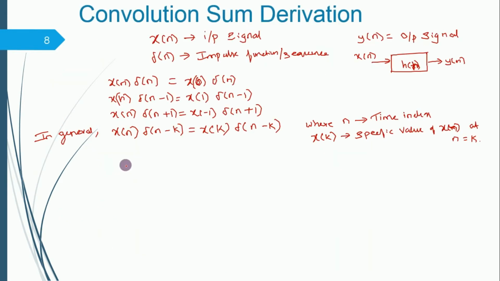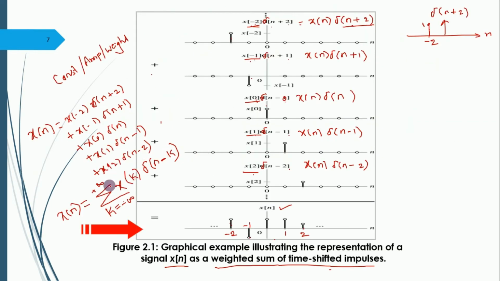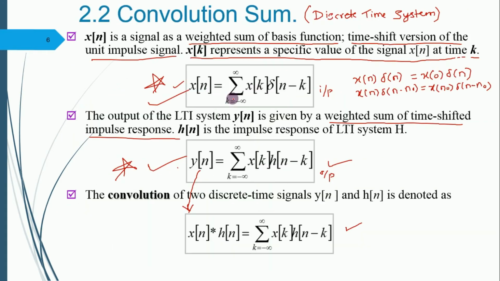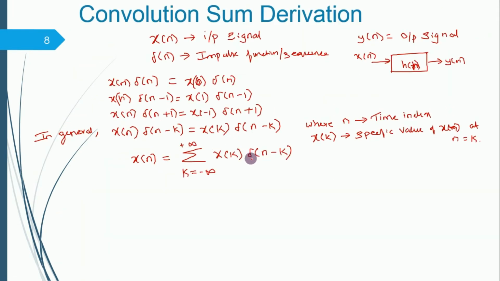Same thing, I write the input first. From the previous slide, we could write x of n as summation k is equal to minus infinity to plus infinity x of k delta of n minus k. For your reference, the same equation I have taken forward here. This I treat as equation 1. This is my input. Now this x of n will be fed to the system.